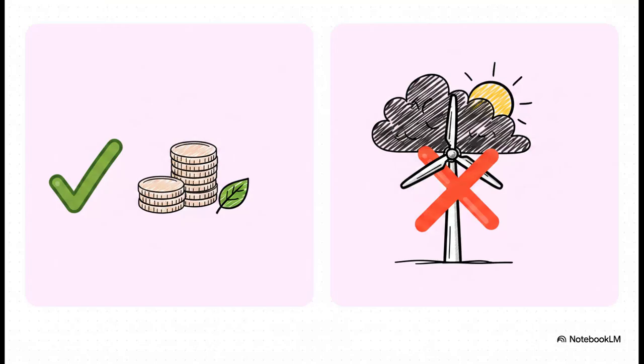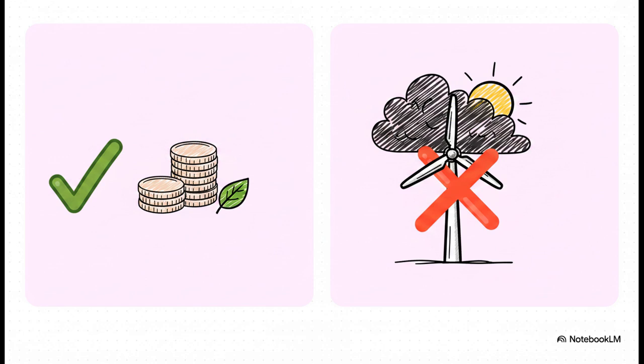Now, what's really fascinating here is how both of these completely different sources share the exact same major drawback. The advantages are fantastic, obviously. Once they're built, the fuel is absolutely free. Wind and sunlight don't cost a penny, and they produce very low greenhouse gas emissions while they're actually operating.